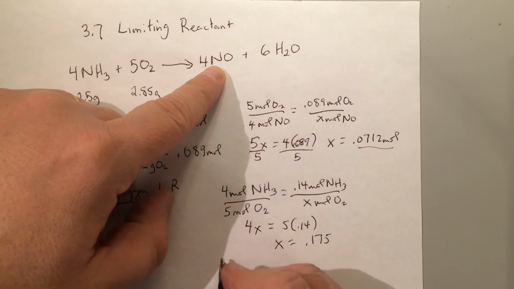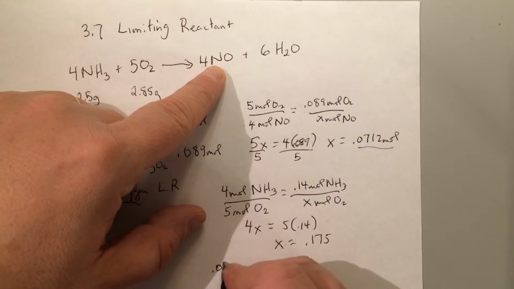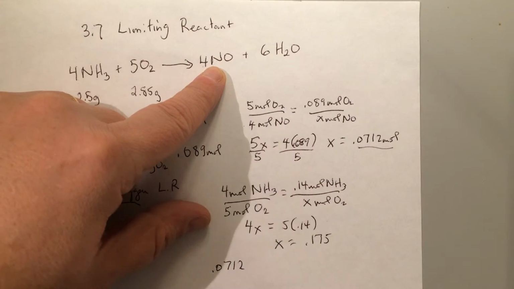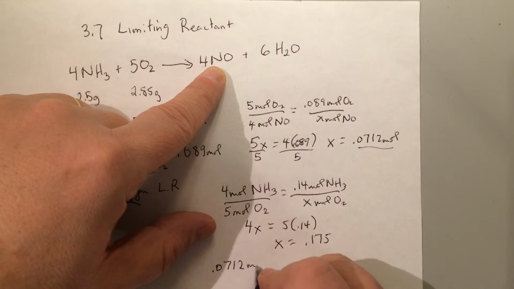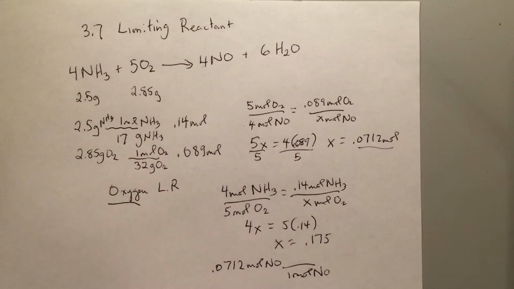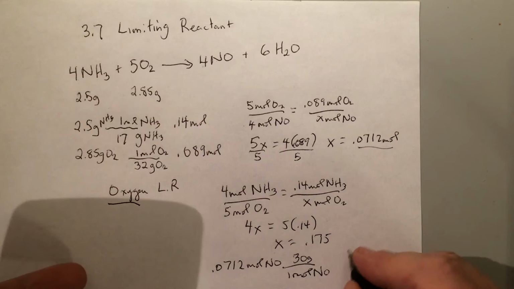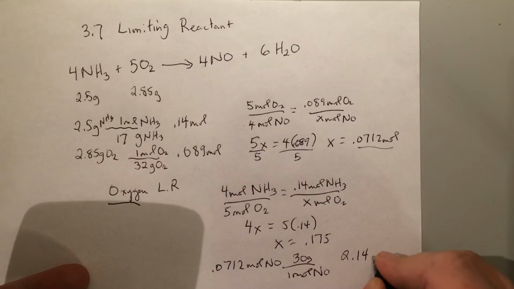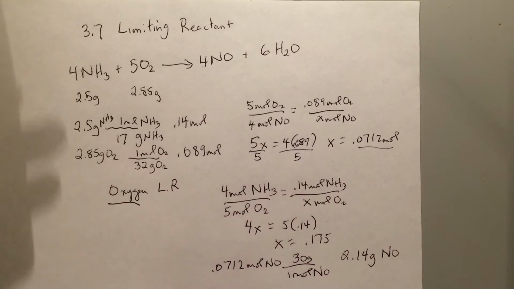So how many grams is that? You're going to have to start with what you have, 0.0712 moles. And in 1 mole, what is that going to be? This is 14 plus 16, so there's 1 and 1. So 14 plus 16 is 30 grams per mole, times the number of moles that we found, 0.0712, and I get 2.14 grams.